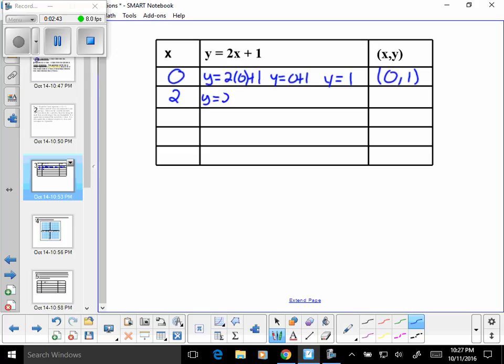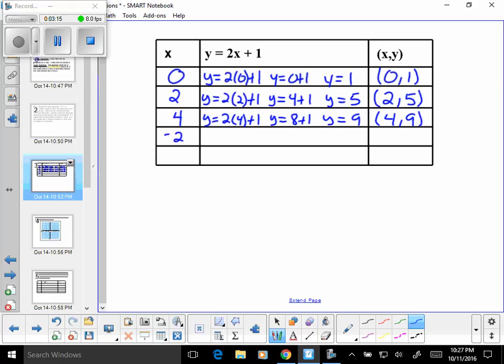Y equals 2 times 2 plus 1. Y will equal 4 plus 1. So y will equal 5. And the point will be 2, 5. Then I'm going to choose 4. Y will equal 2 times 4 plus 1. Y equals 8 plus 1. Y equals 9. So my point is 4, 9.